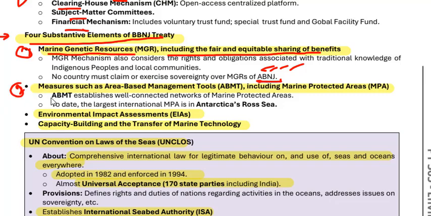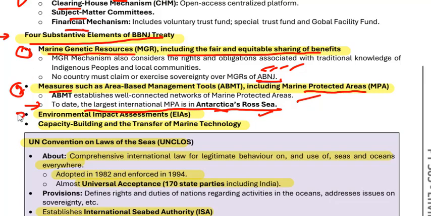The second point is measures such as area-based management tools, that is ABMT, including marine protected areas. ABMT establishes well-connected networks of marine protected areas. To date, the largest international MPA is Antarctica's Ross Sea. This is important. You should know that the largest international marine protected area is Antarctica's Ross Sea. Sometimes UPSC also asks the location. The Ross Sea is in Antarctica.